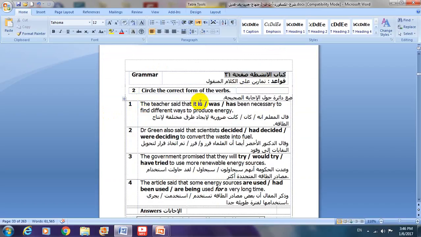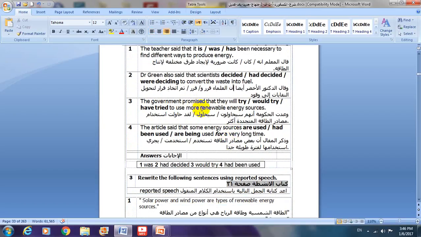2. Circle the correct form of the verbs. 1. The teacher said that it is or has been necessary to find different ways to produce energy. 2. Dr. Green also said that scientists had decided or were deciding to convert the waste into fuel. 3. The government promised that they would try or have tried to use more renewable energy sources. 4. The article said that some energy sources are used or had been used or are being used for a very long time.